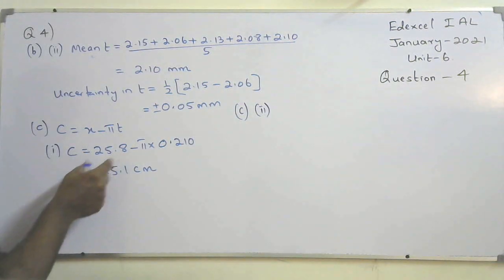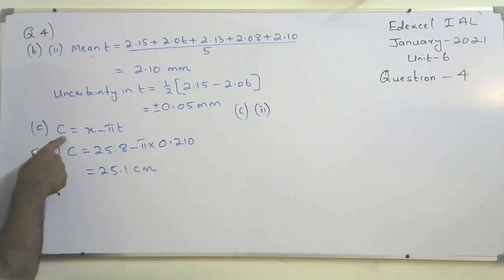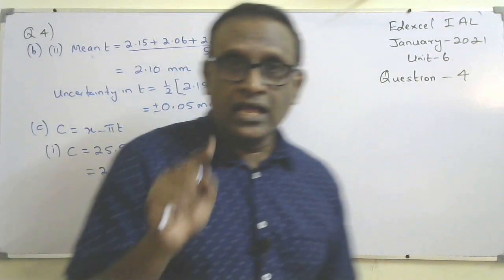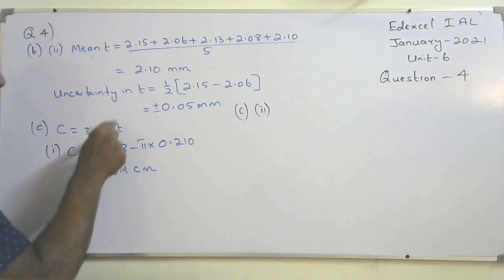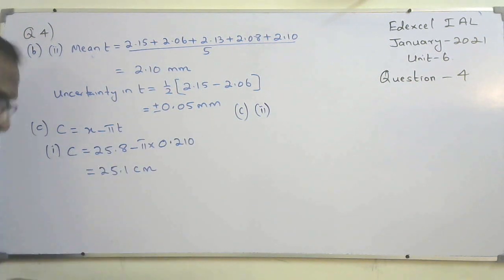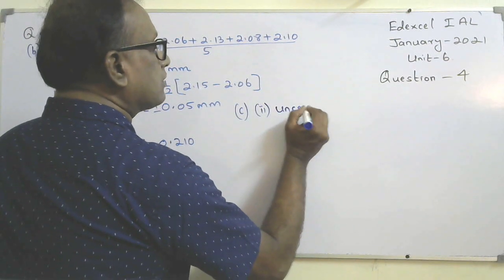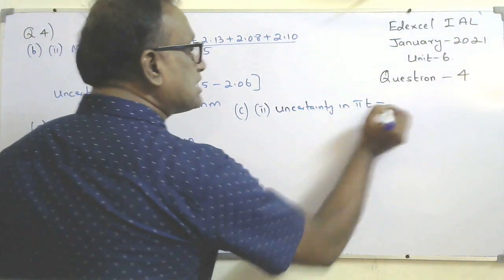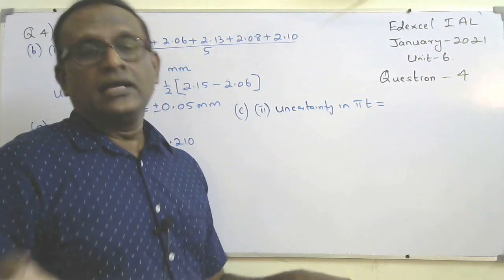Careful here. So C is equal to x minus pi t means uncertainty in C is equal to uncertainty in x plus uncertainty in pi t. Uncertainty in pi t is equal to uncertainty in t into pi. You have to multiply this uncertainty by pi. That will be the uncertainty in pi t. So we'll find the uncertainty in pi t first. In pi t, you must multiply this by pi. I already told that in my error calculation lesson.